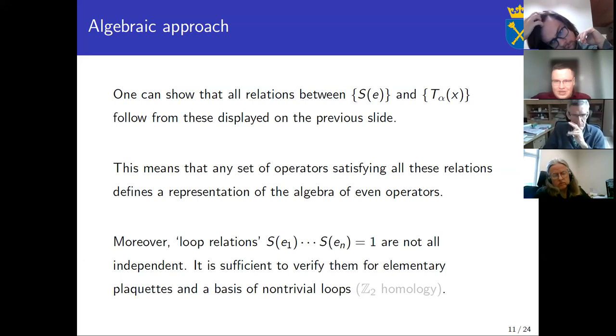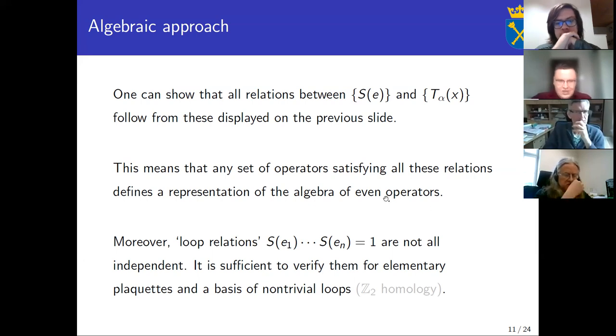So furthermore, I would like to mention that these loop relations are not all independent. There is such a relation for every loop, but in fact, it is sufficient to verify them for elementary plaquettes. So what I mean by plaquettes, for example, if you have a cubic lattice, these are just small squares formed by 4 edges, which are close to each other.